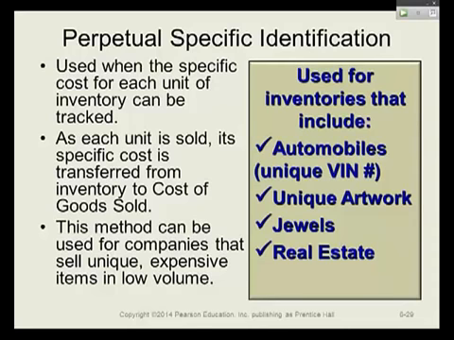All right, so we'll go to the periodic system. And the first method is specific identification. Here, you could specifically and absolutely identify the units you have left and the units that you've sold. You do that through a stock number, a vehicle identification number, real estate, you have lot numbers for property, very easy to identify. This method is used for companies that sell relatively low volume of high dollar items, items that you can keep track of pretty easily.